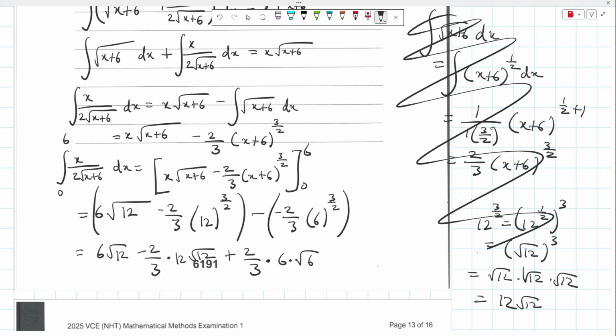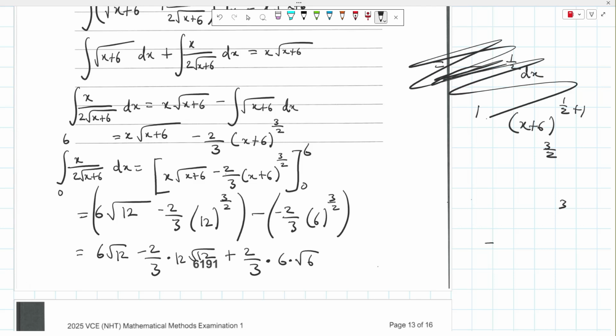Right, let me get rid of all this gibberish stuff here, just so it looks a bit nicer.